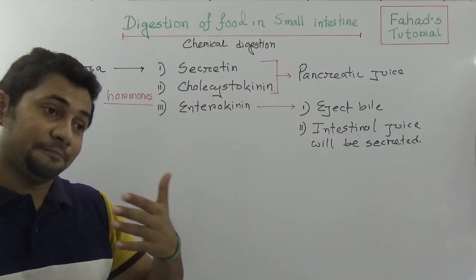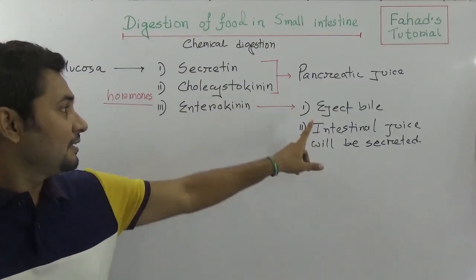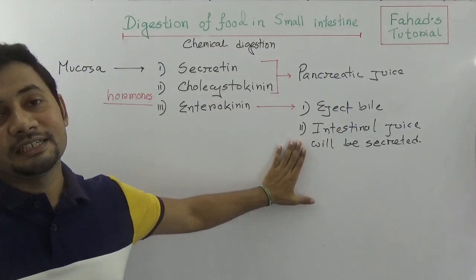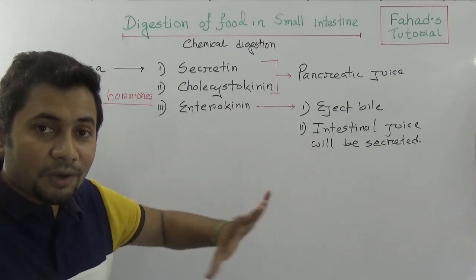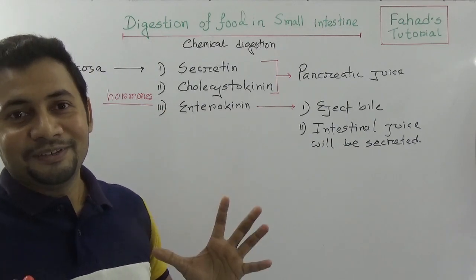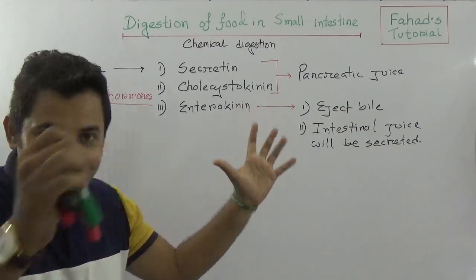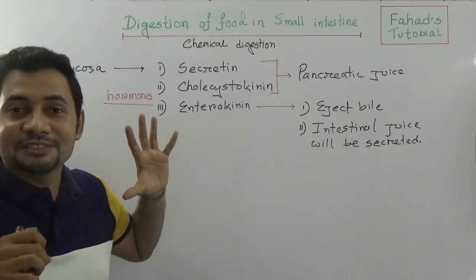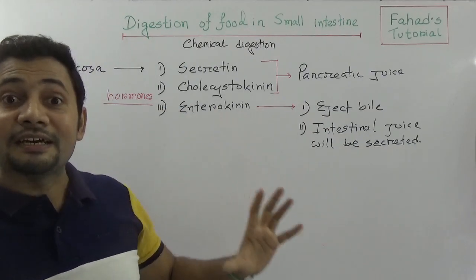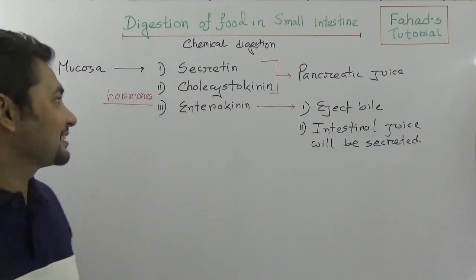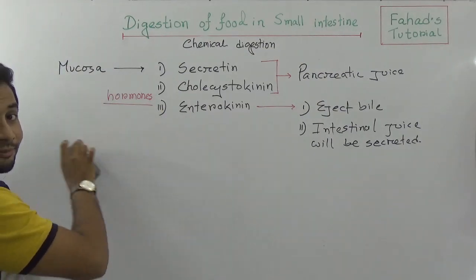Enterokinin will stimulate the gallbladder to eject bile and also intestinal juice to be secreted, and that is why the whole activity and the show will start right now. So all the hormones are activated, enzymes are activated, hormones increase the enzymatic activity, and now the main show will start.